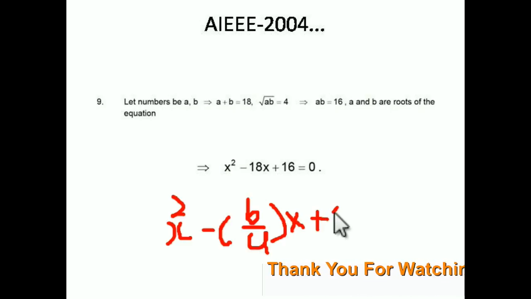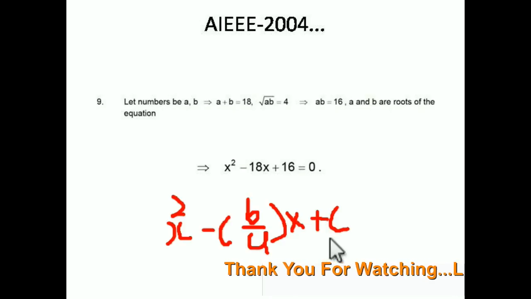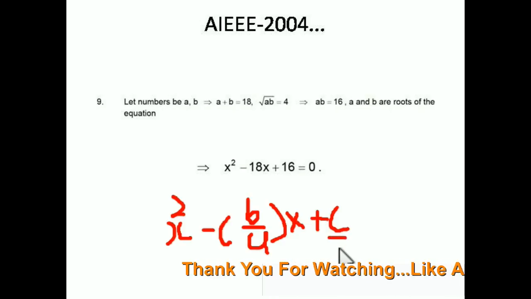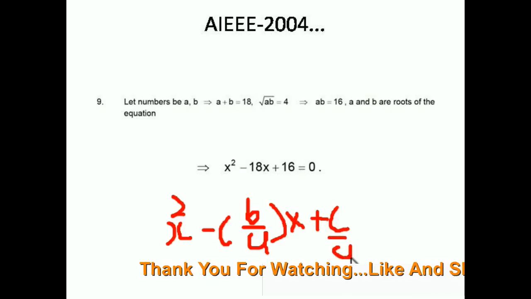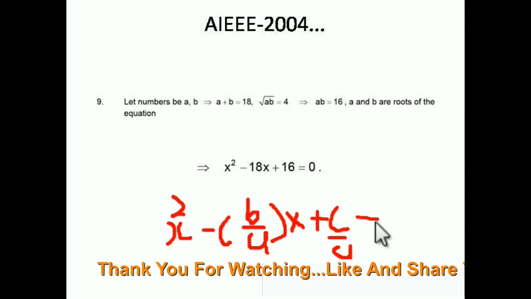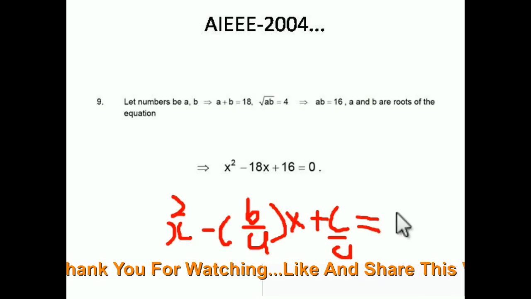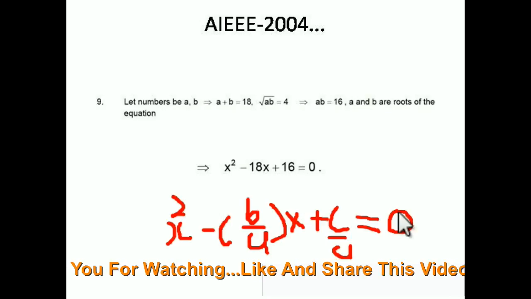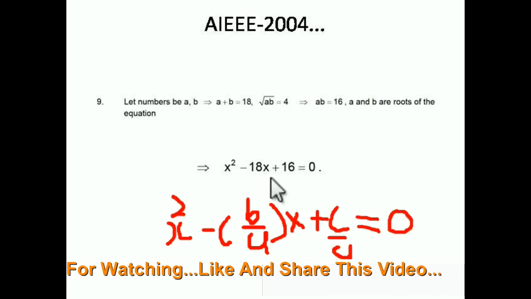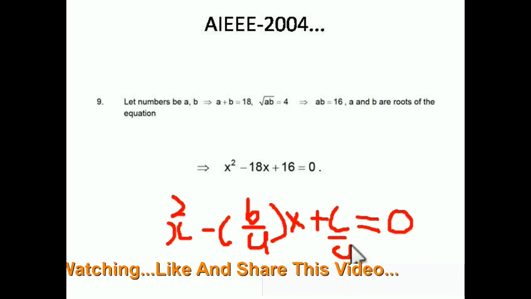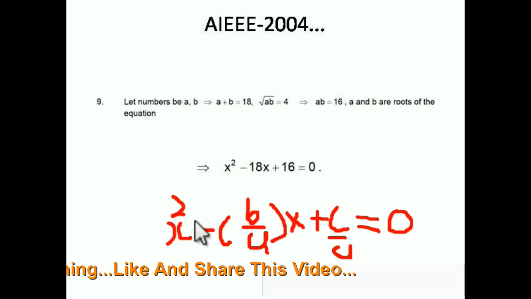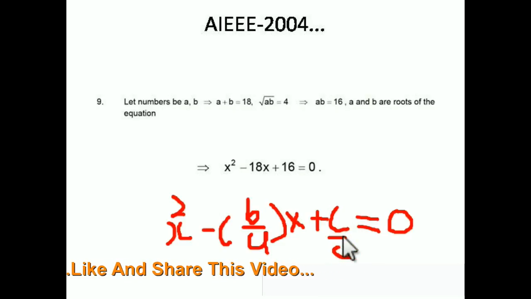We all know that this is the basic equation when we know the summation and the multiplication of the roots, and this whole thing equals 0. This is the equation when we know the summation and multiplication. Now just put the summation as 18 and the multiplication of the roots as 16. So x square minus 18x plus 16 is equal to 0.